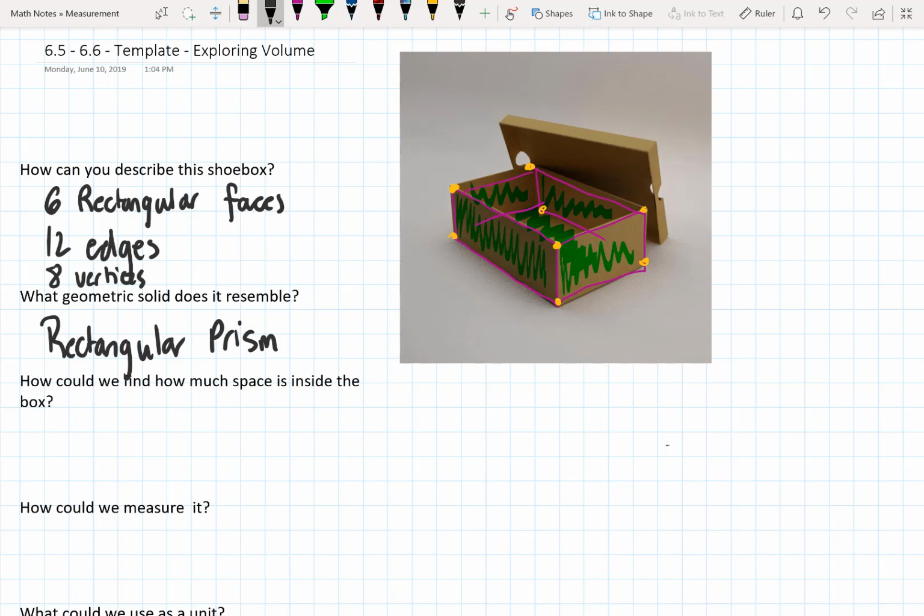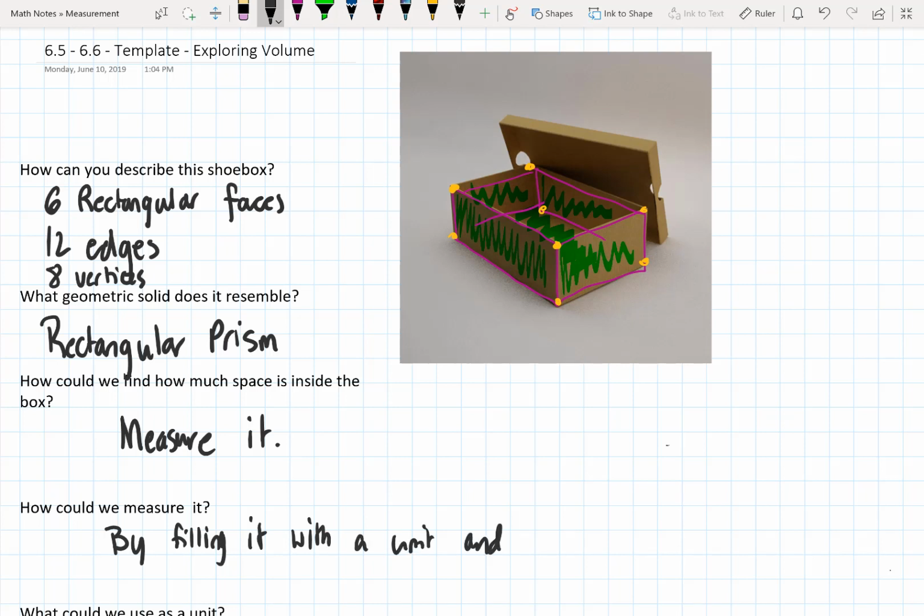Now, the next question we want to ask is, how could we find how much space is inside the box? Well, to determine how much space is inside the box, we have to measure it. Then the next question is, well, how could you measure it? You could measure the space that is inside this box by filling it with a unit and then counting the number of units. That's how we could measure how much space is inside.